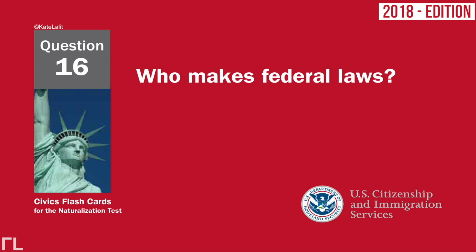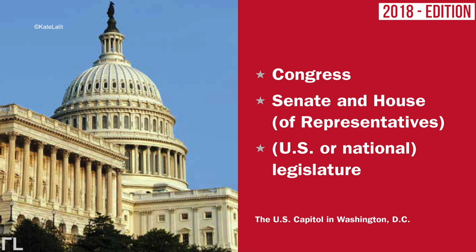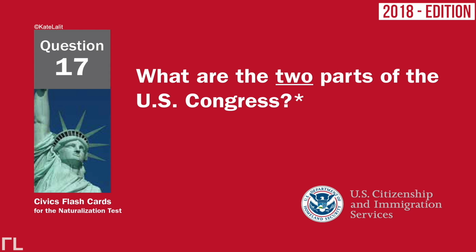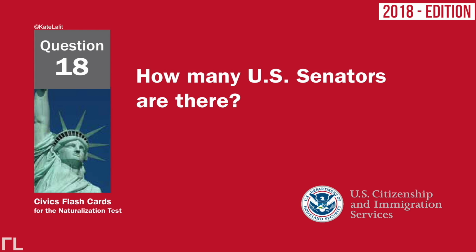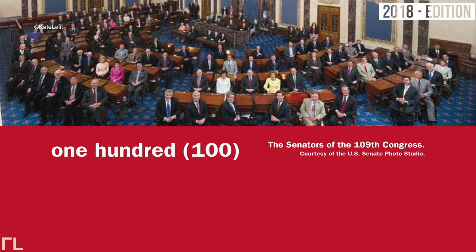Who makes federal laws? Congress. Senate and House of Representatives. U.S. or national legislature. What are the 2 parts of the U.S. Congress? The Senate and House of Representatives. How many U.S. senators are there? 100.